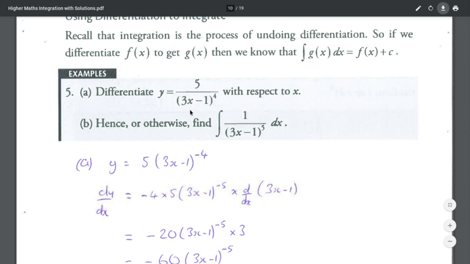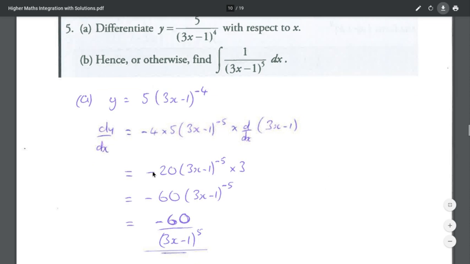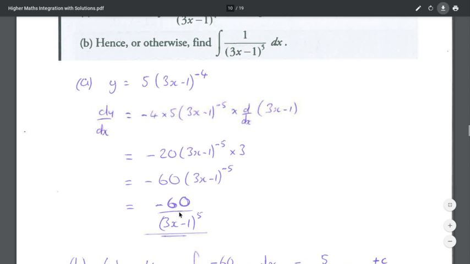So how do I differentiate? I can't differentiate with a function of x as a numerator, so this needs to come up and become bracket to the negative 4. So to differentiate, dy/dx equals negative 4 multiplied by 5, bracket to the power negative 5. And we must multiply by the derivative of the bracket, which will be 3. So I'll get negative 20 bracket to the negative 5 multiplied by 3, so that's negative 60 bracket to the negative 5. That's negative 60 over 3x minus 1 to the power 5.